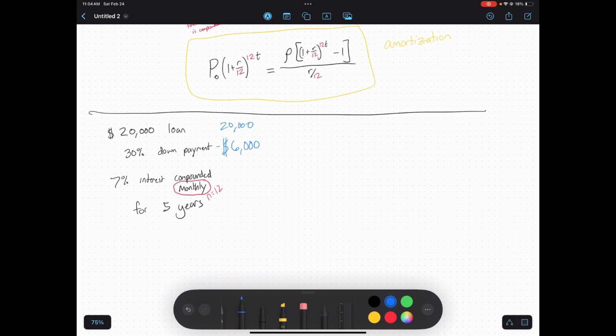20,000 minus 6,000, I'm only borrowing 14,000. So that's my P naught. That's what I'm actually borrowing. Okay?